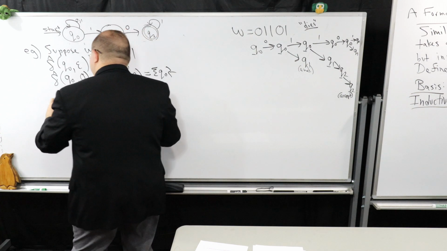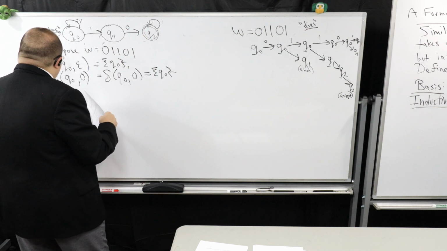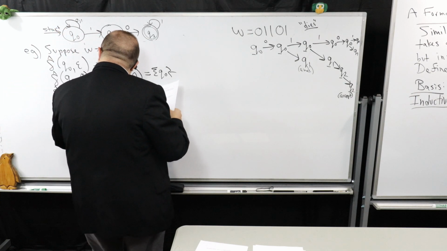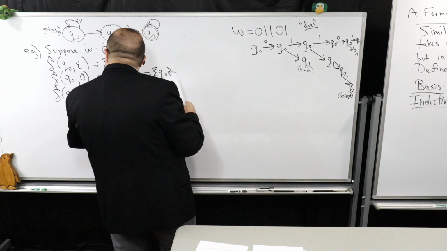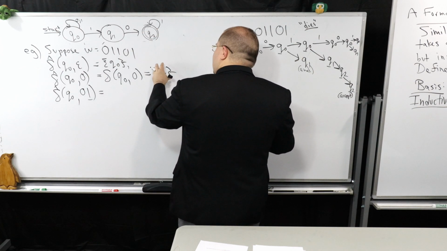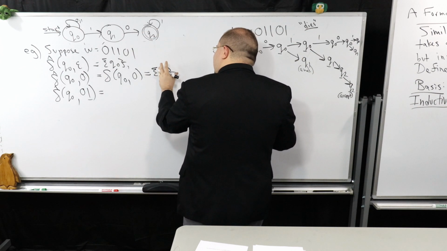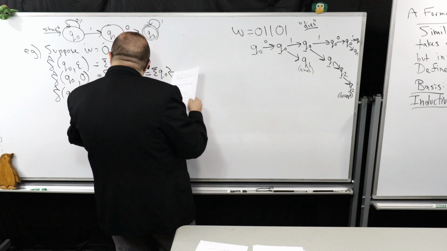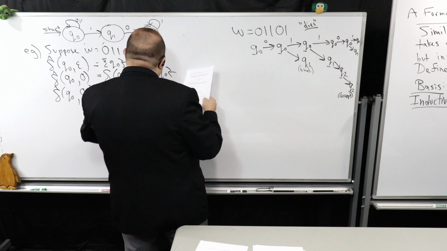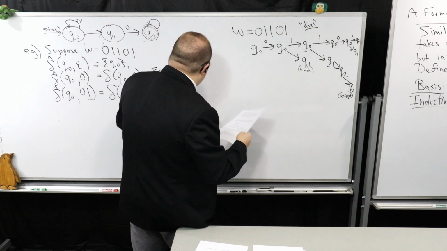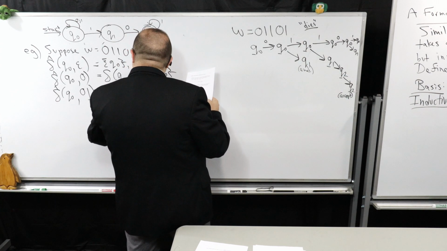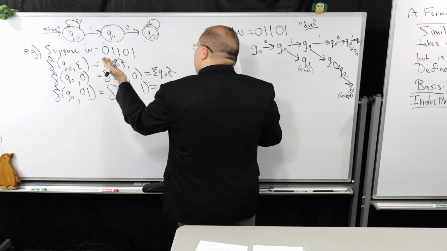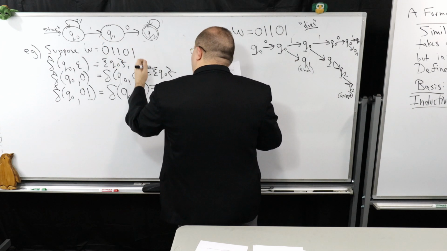Okay, let's proceed. Delta hat of q0, 0, 1. Now I'm going to consider 1 here. I just take the union of all the transitions I can take on this set, but that's just q0, on symbol 1. Remember, that's what a was. So I have delta of q0, 1, but where do I go now? Now it goes to q0 and q1.